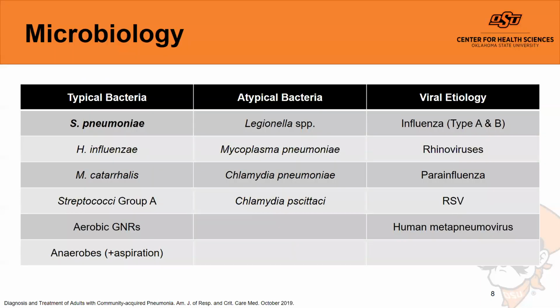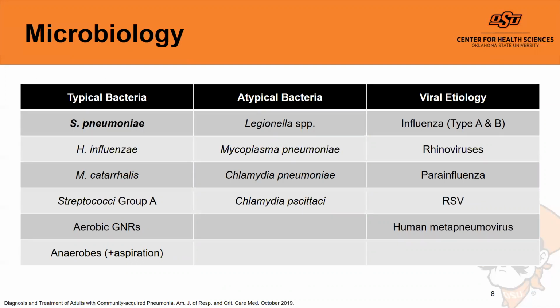The second section we'll go over very briefly is the microbiology. So we'll refresh our memories on the common pathogens. The pathogens involved in CAP can be divided into 3 different categories: typical bacterial pathogens, atypical bacterial pathogens, and then viral etiology as well.